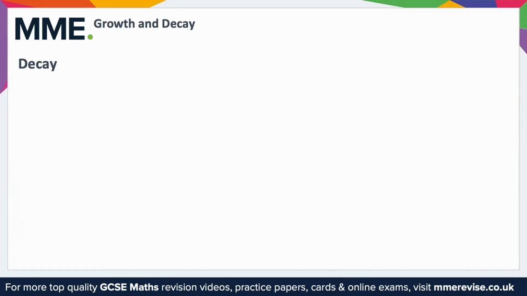Decay in financial terms is called depreciation. The easiest way to imagine this is when you buy a car, it might be worth £30,000, but then after you've done a few thousand miles, it might be worth £20,000. So the value is decreased. That's depreciation. Decay is when an amount is reduced by a percentage of itself every increment of time.